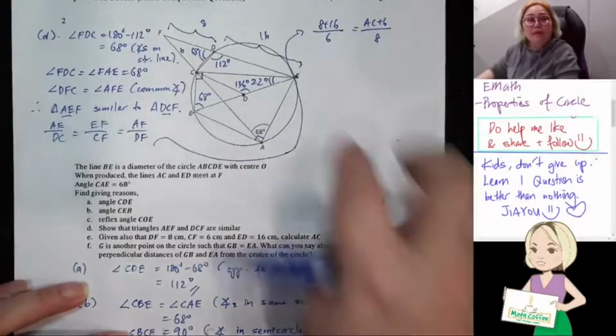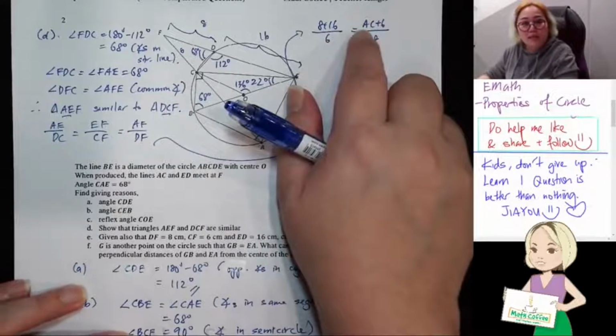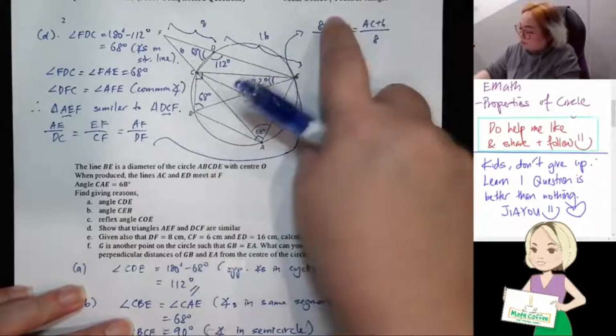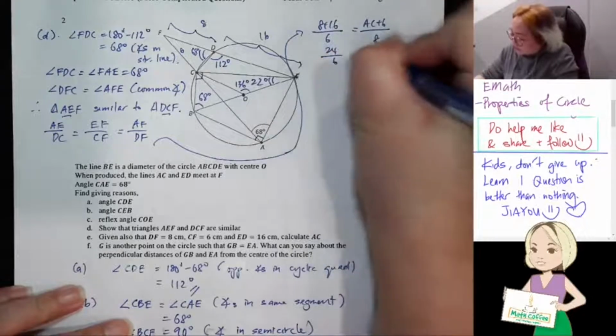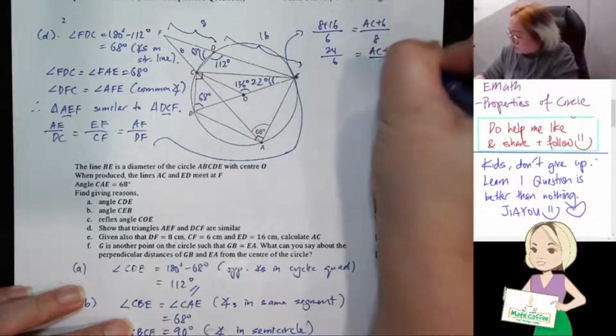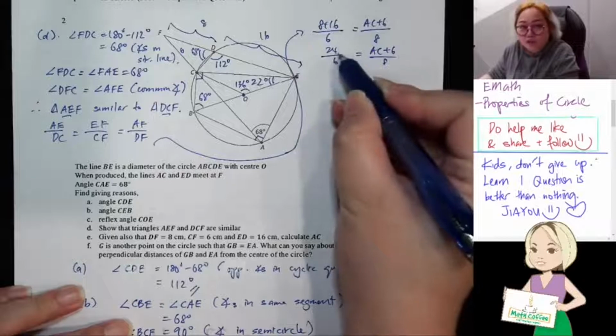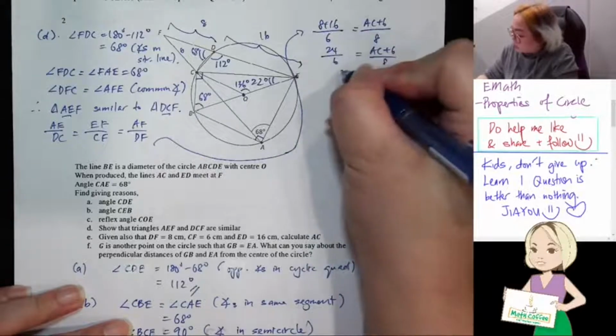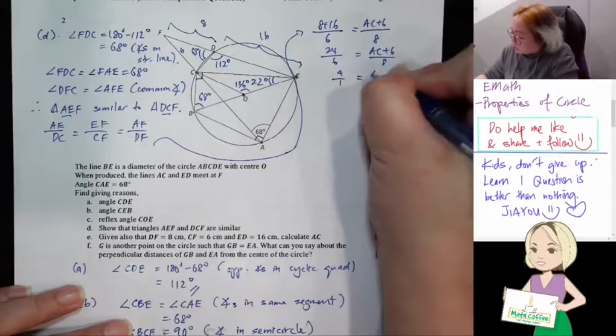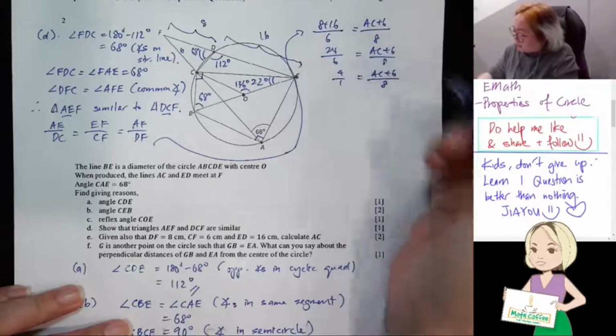So now it becomes an equation with the unknown AC. So I'm going to simplify this. This is 24 over 6 equals to AC plus 6 over 8. This one you can reduce first. Divide by 6, divide by 6. So it's actually 4 over 1 is equals to AC plus 6 over 8.